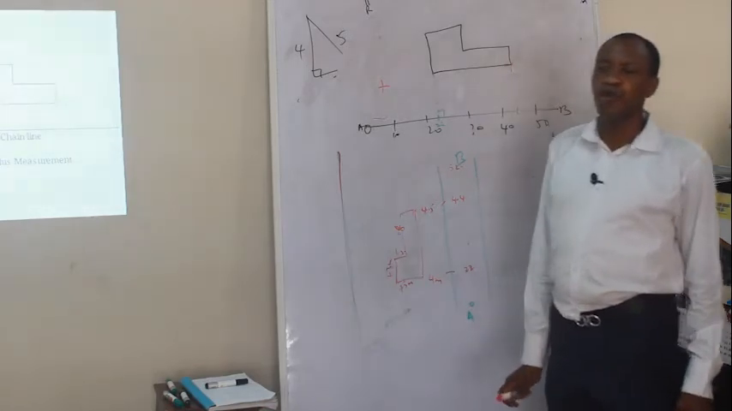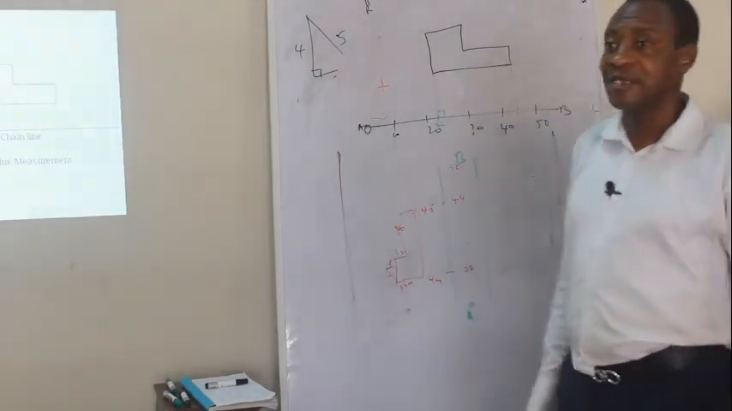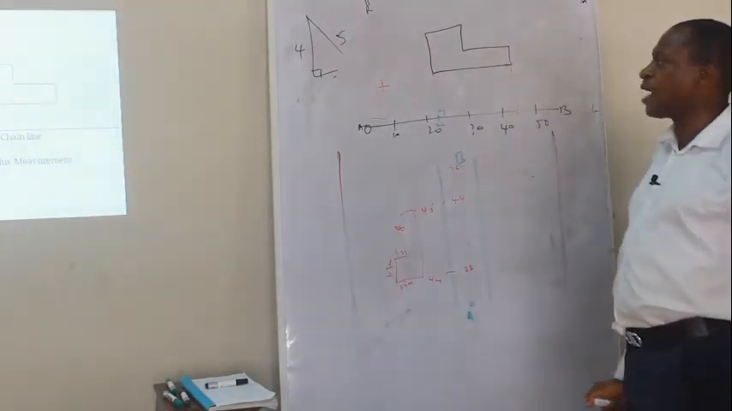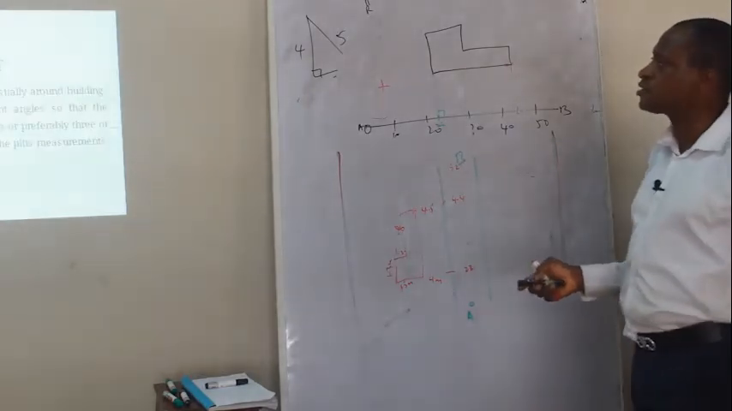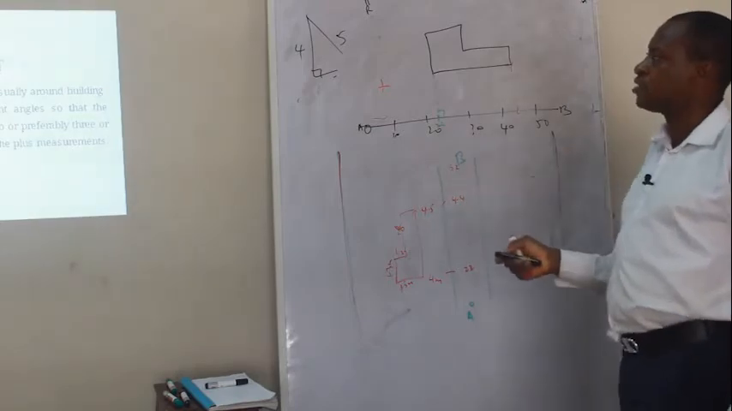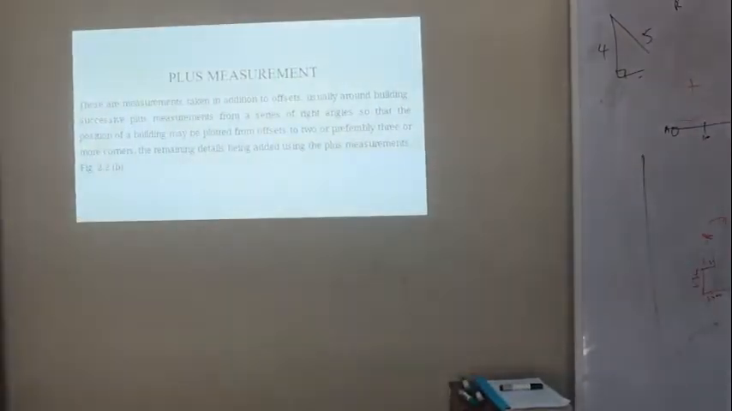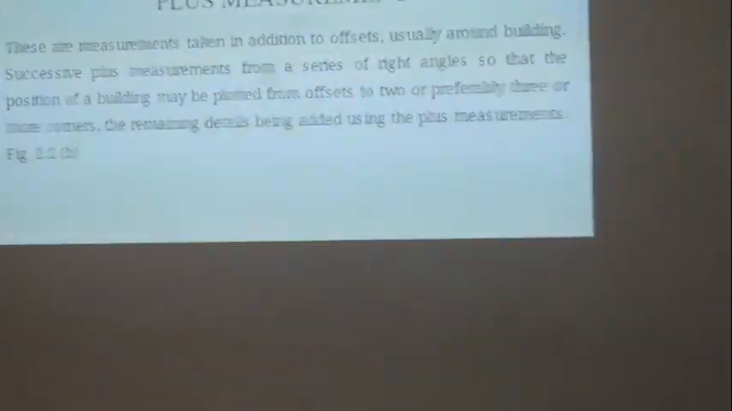That will help us to be able to plot the building later when we get to your office. So that's what we mean by plus measurement. They are the additional measurements taken in addition to offset, usually around building. So that's what that one is all about.